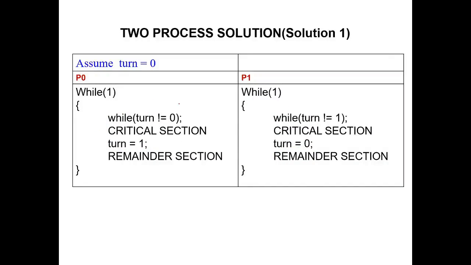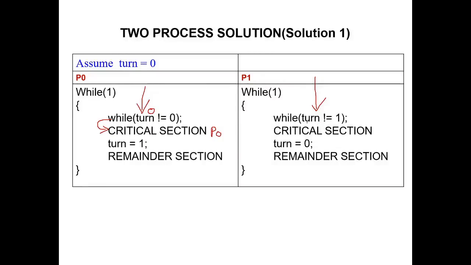Now let's see what happens if another process interrupts in between. The process P0 wants to enter into the critical section. At the beginning the turn value is 0. It checks whether the turn is not equal to 0. The condition is false, so it enters into the critical section. Now P0 is in the critical section. Now P1 also wants to enter into the critical section, so P1 interrupts in between.